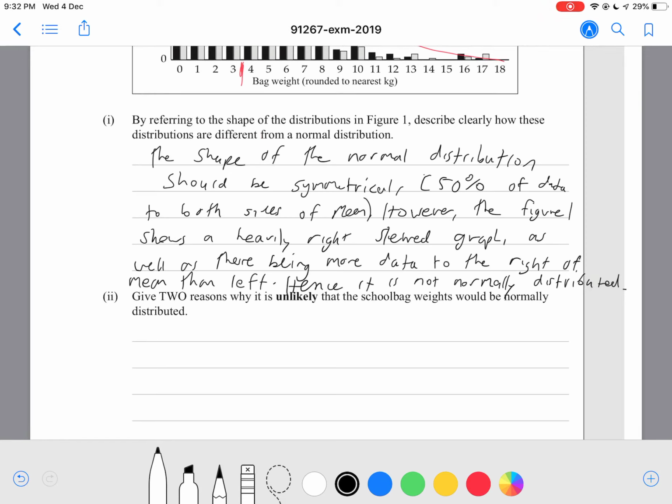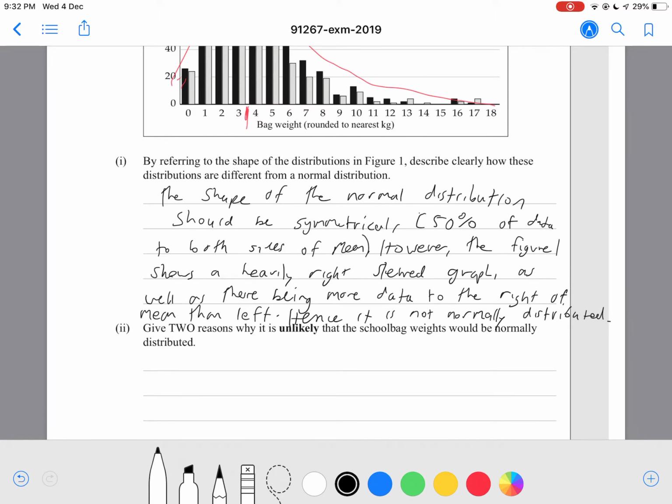Alright, so the shape of the normal distribution should be symmetrical, so 50% of data should be on both sides of the mean. However, Figure 1 shows that it is heavily right skewed, and there's much more data to the right of the mean than to the left of the mean, so therefore it will not be normally distributed. This is a right skewed graph.